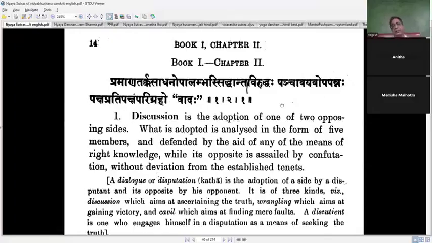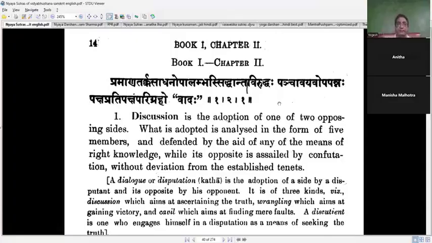So coming back to Vad, Vivad, and Jalpa, there is a further category of all of these, which we call Vitanda. In Vitanda, it does not involve proving yourself right or wrong. It involves discrediting the opponent. सामने वाला गलत है, उसका character गलत है, his nature is wrong, his character is wrong.